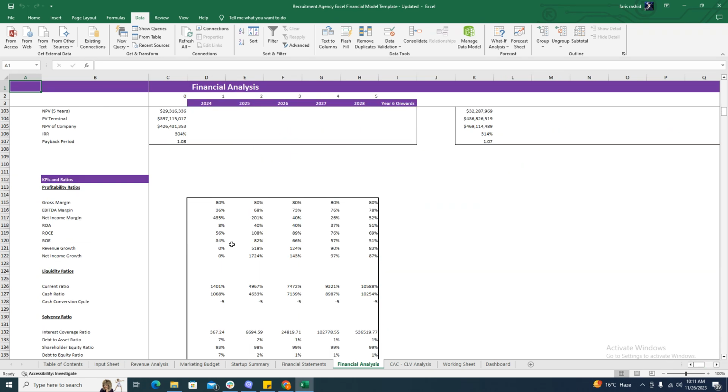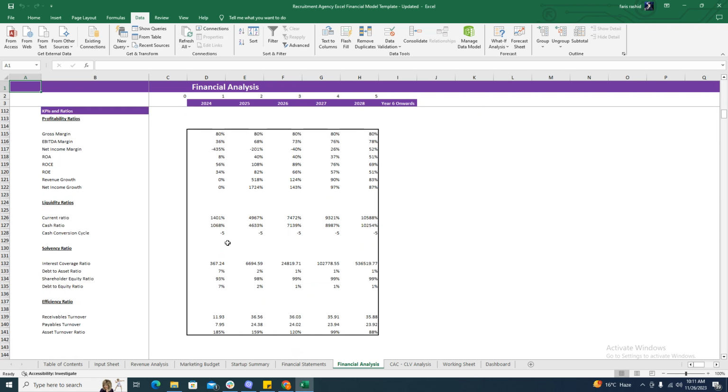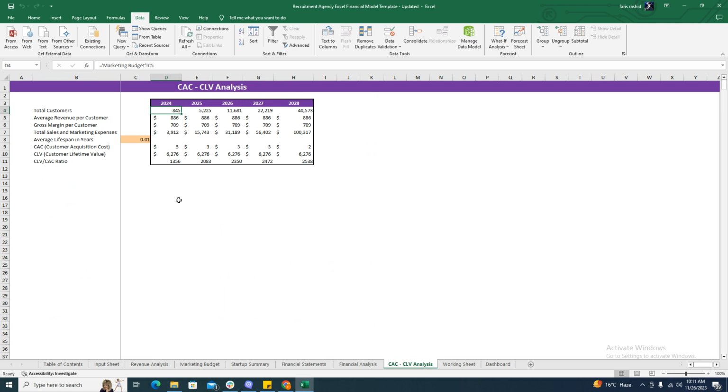Then comes the KPIs and ratios. This shows you the profitability ratio, liquidity ratio, solvency ratio, and efficiency ratios. So business decisions can be easily made and you know what the business is worth. Then comes the CAC and CLV analysis. This gives you the customer acquisition cost and customer lifetime value and gives a ratio on that.